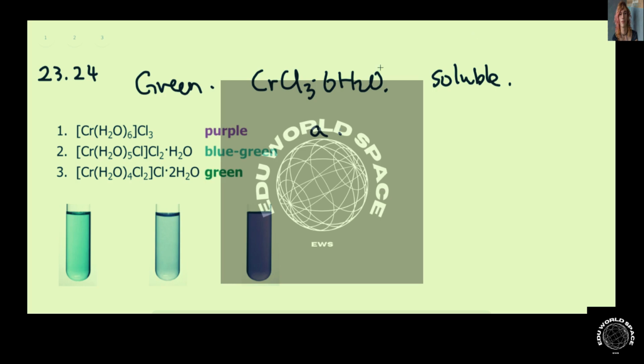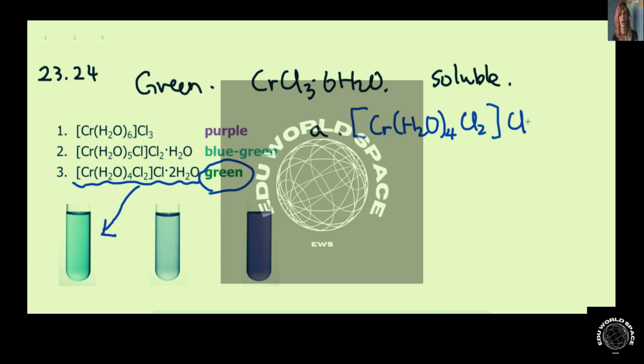So I have searched some references from the internet. When the color is showing green, they have this formula, and the solution will look like this color. There are two other possibilities, the purple and the blue-green. That is not our case. So for the green color, we have the complex formula written as [Cr(H2O)4Cl2]Cl·2H2O.